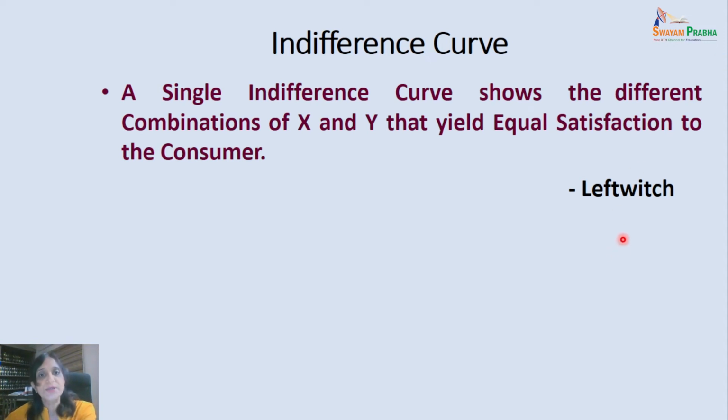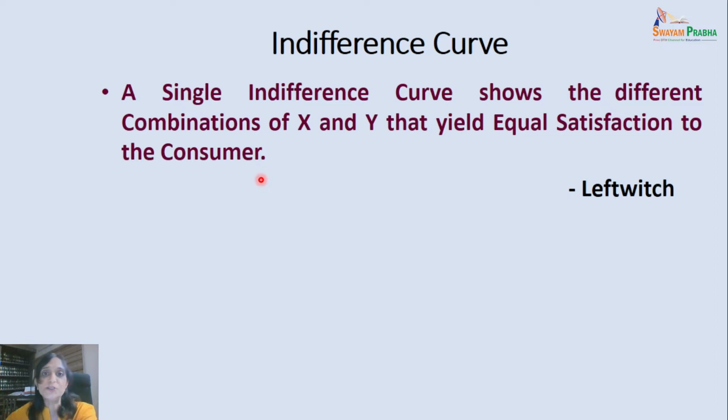According to Leftwich, an indifference curve shows the different combinations of two goods. Let us say a consumer is buying two goods X and Y. So what does Leftwich say? That different combinations of X and Y may be available to the consumer, with a different number of units of X and Y in each combination. So when we talk about an indifference curve, we are saying it shows the different combinations of X and Y that yield equal satisfaction to the consumer.